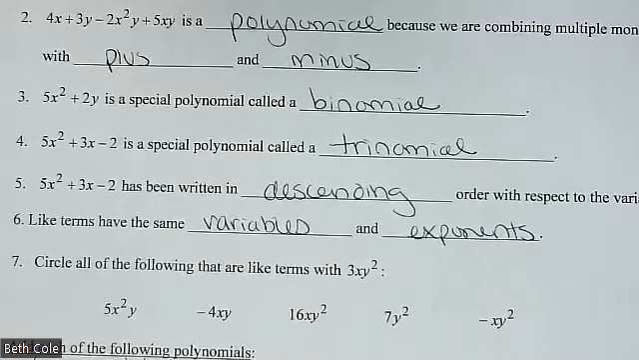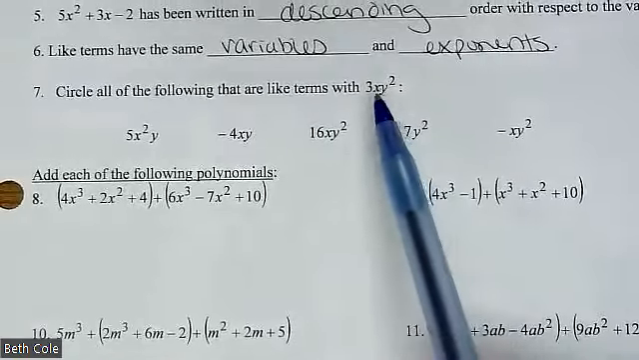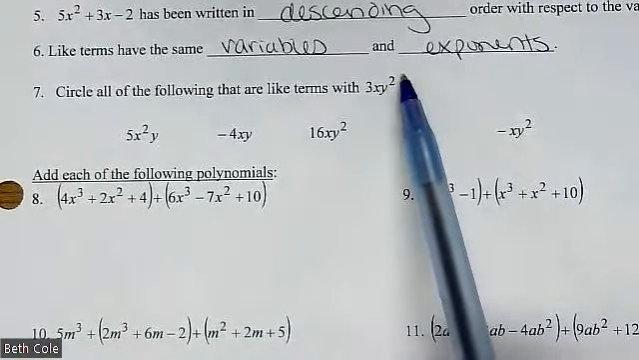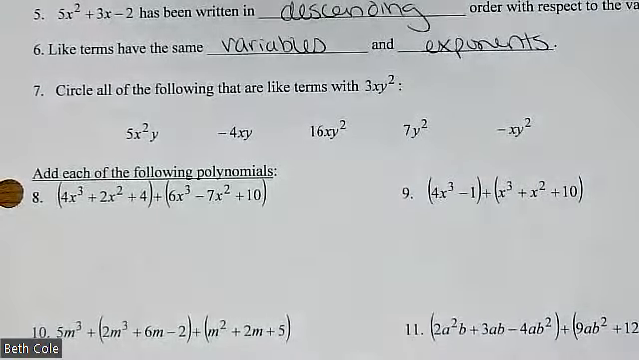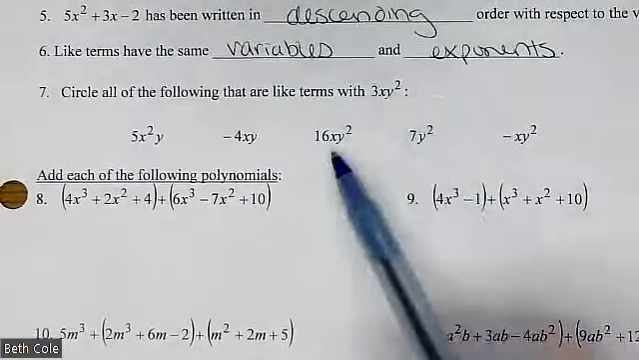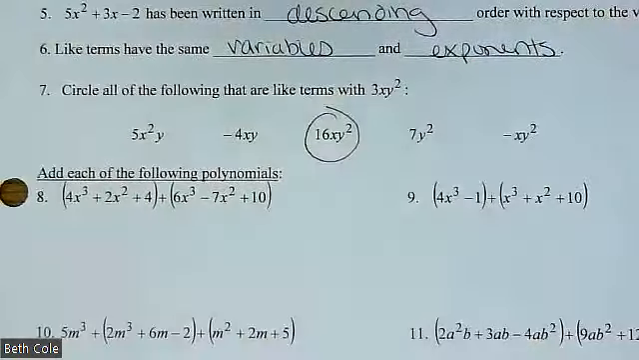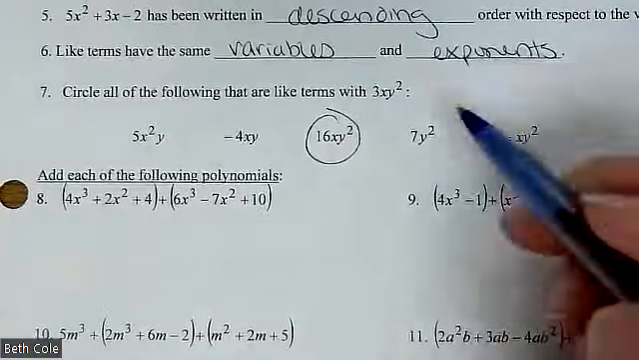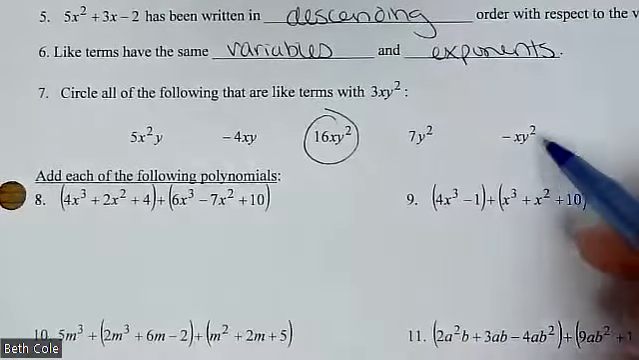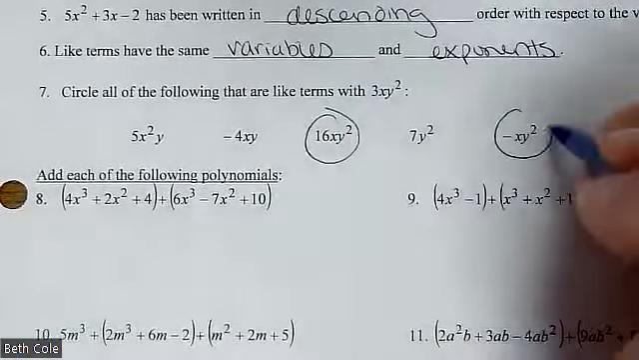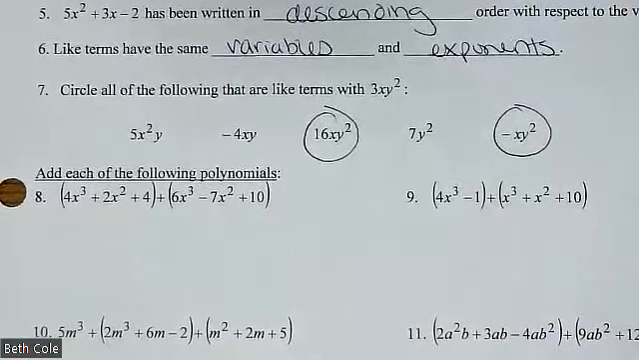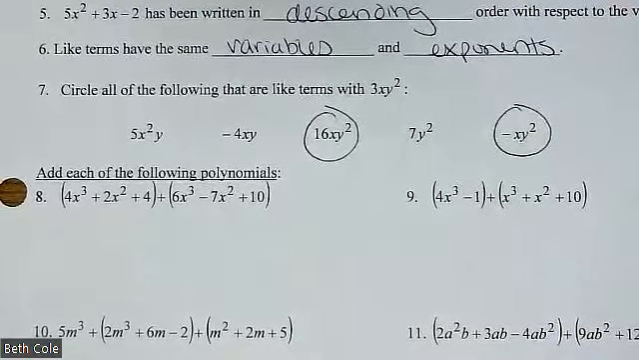All right, so what we're going to do with this one, circle all the ones that are like terms with 3xy squared. So you have to find another one that is xy squared. It has to match exactly. So do you see one that's xy squared? Good, this one right here. Is there another one that has exactly xy squared? Yeah, this one right here, -1 xy squared. All right, but it has to match exactly for them to be like terms.